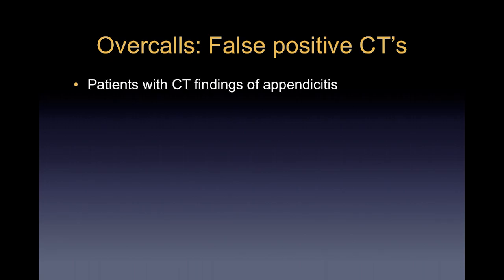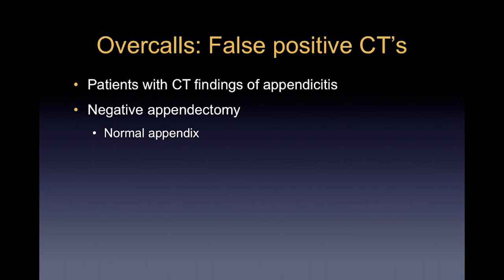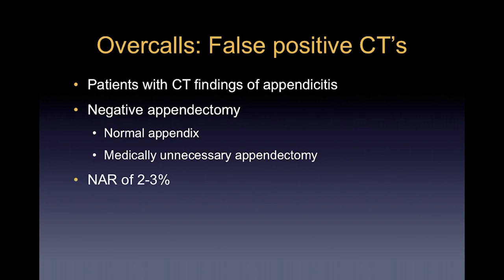So what about the patients where we call appendicitis at CT, they go to the OR, it's negative? Well, two scenarios here. One is we just overcalled and the appendix is in fact normal. But there's also this group of medically unnecessary appendectomies that just get called negative for appendicitis at surgery, but can be a little bit tricky at CT. We'll take a look at those.